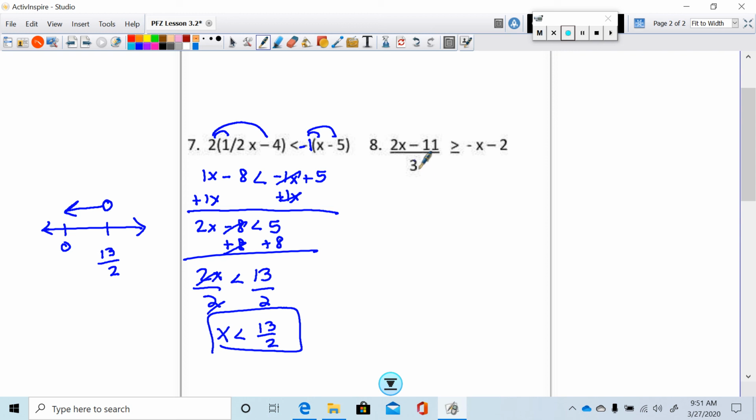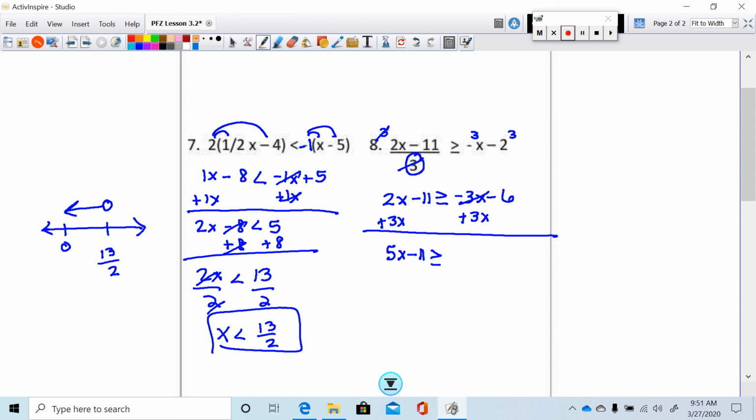Okay, on the next one, I'm going to get rid of the denominator by multiplying each term by 3, the denominator. Top cancels with bottom. So 2x minus 11 is greater than or equal to negative 3x, and then negative 2 times 3 is negative 6. I'm going to add 3x to both sides. 5x minus 11 is greater than or equal, opposites cancel, negative 6.